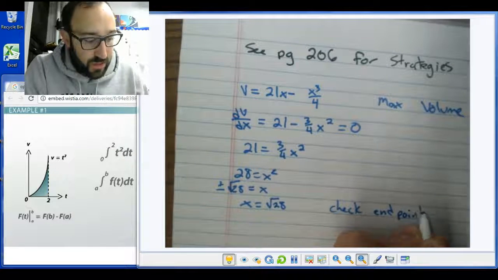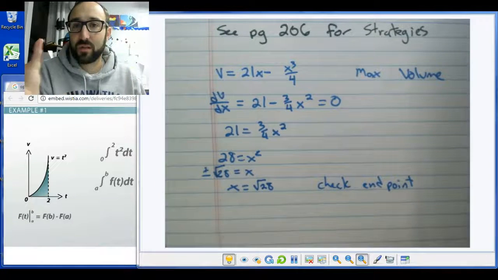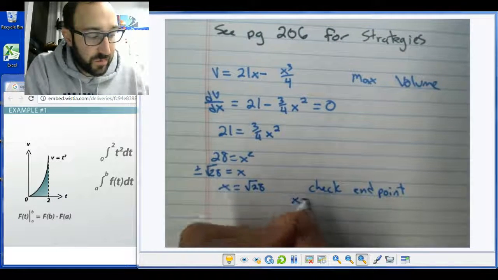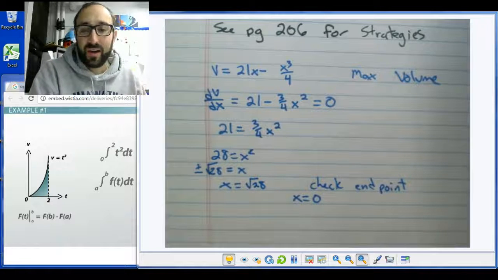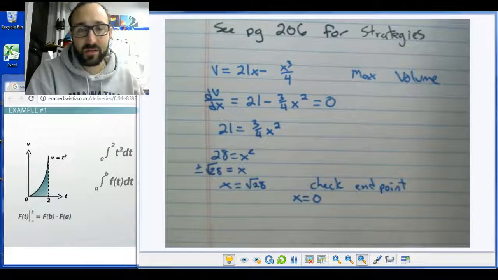endpoints. So you say, okay, well, where are the endpoints? What do you mean? Well, what's the smallest x could be, and what's the largest that x could be? Well, we know that the smallest x could be is 0, if we don't have a base, so that's probably not going to be our box because we don't have a base. We're probably not going to have a box to make, right?